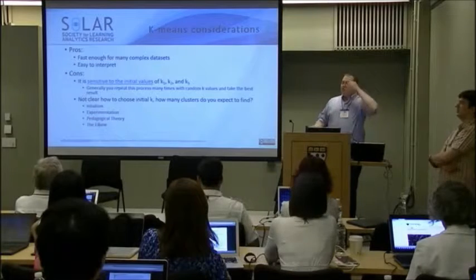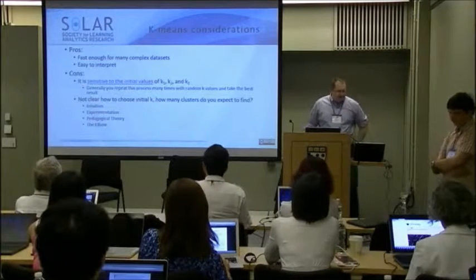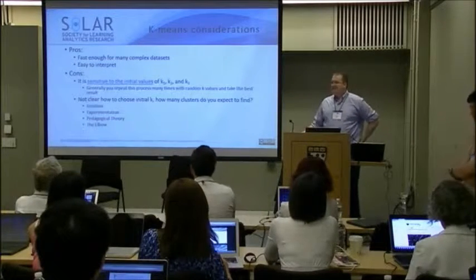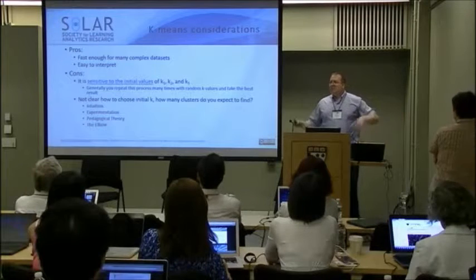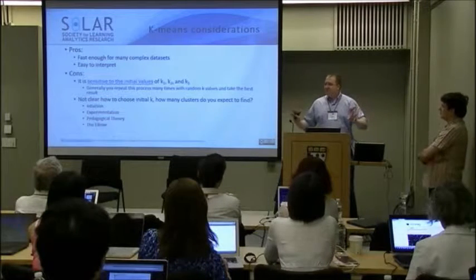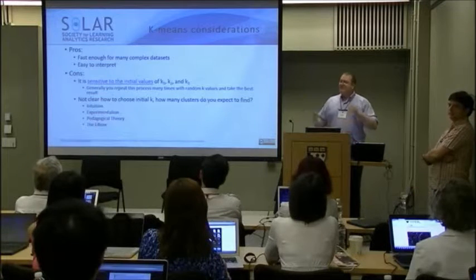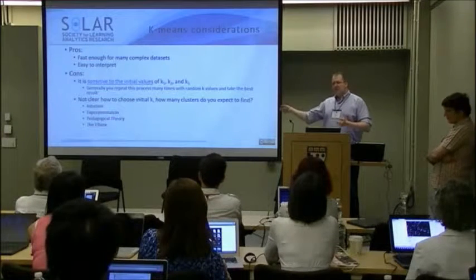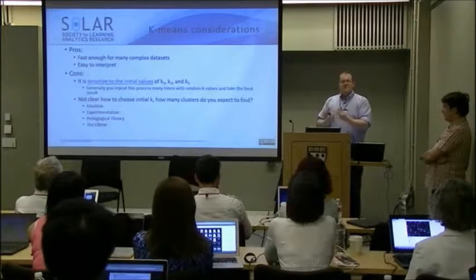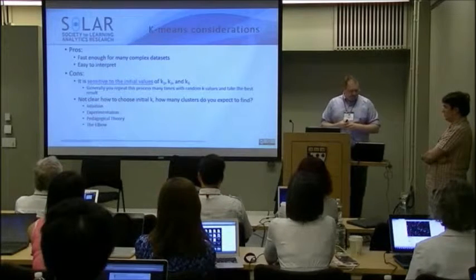Okay, so the pros of this approach: it's actually fast enough for fairly complex data sets. Not in the big data particle physics view of the world, but more in the big data education view of the world. And it's fairly easy to interpret. Hopefully from that example, it's fairly clear what these prototypes mean and how you might find them.